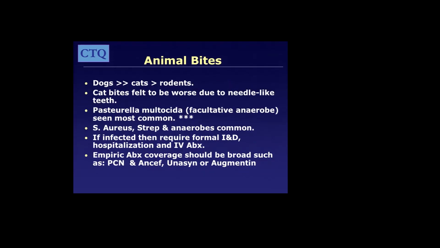For animal bites, dog bites are more common than cats or rodents, although cat bites tend to be worse because their teeth are sharper and create more tissue penetration. Pasteurella multocida is the most common organism seen in these injuries. These typically require irrigation and debridement and treatment with broad antibiotic coverage, such as Augmentin or Unasyn.